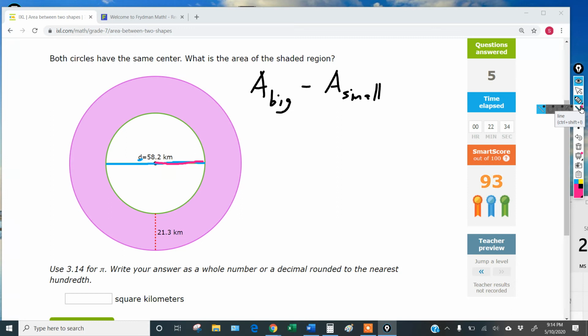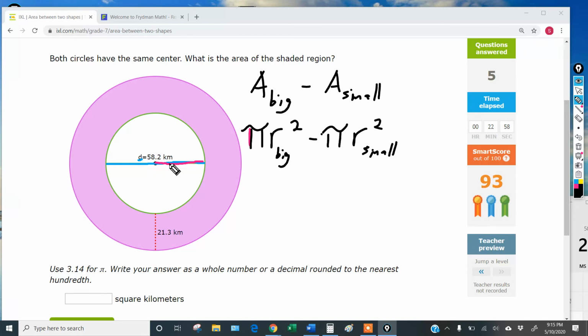Remember, what I should say first is that to find the area of a circle, we need to do pi r squared. So for the big circle, it would be the big radius squared, and for the smaller circle, it would be the smaller radius squared. Now we just figured out the small radius here is 29.1. I've been making videos for hours now, so I'm going to use that as my excuse for getting confused with the 29.1 before. Anyway, I'm going to plug that in for the small radius here.